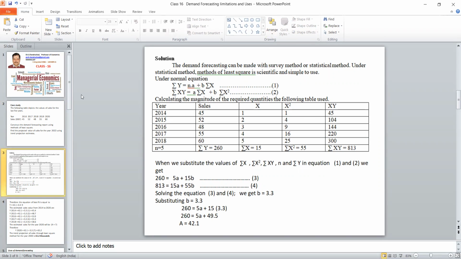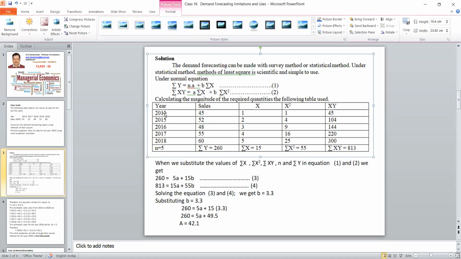Here we have to find 5 important variables. What are they? In the first equation, summation of y is there. Similarly, summation of x is there. And in the second equation, summation xy, summation x square. So these are the things that we should calculate. So how to calculate? First, understand one thing. Our sales value is called y. Now we are having 5 years of sales value, 45,000, 52,000, 48,000, 55,000, and 60,000.